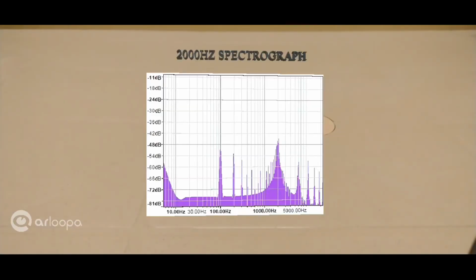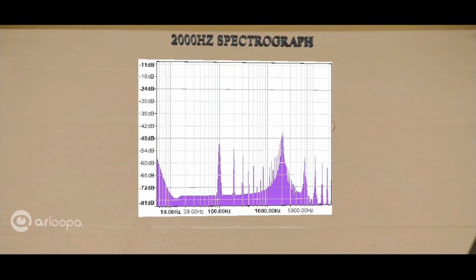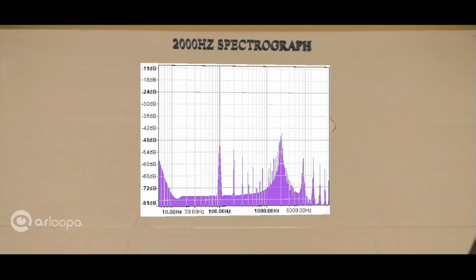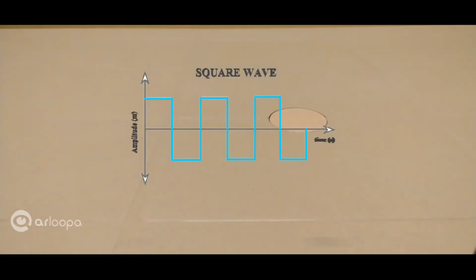Alright, this is a spectrograph of a 2000 Hertz square wave. So as you can observe, the peak in this graph is at 2000 Hertz and the next peak is the odd harmonic, which is 6000 Hertz, and 10,000 Hertz and so on.